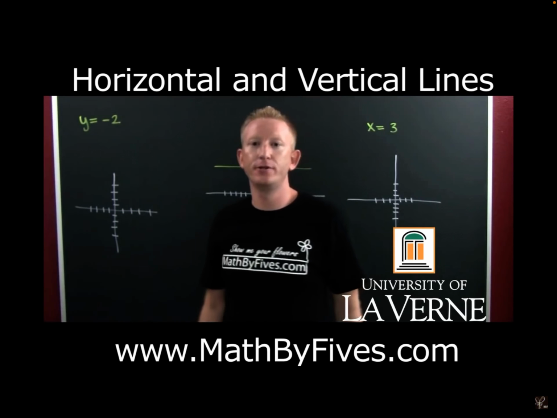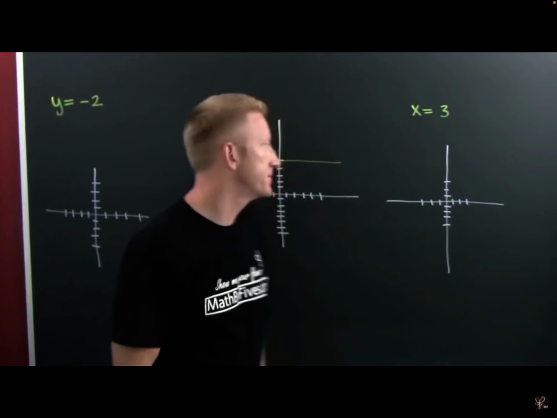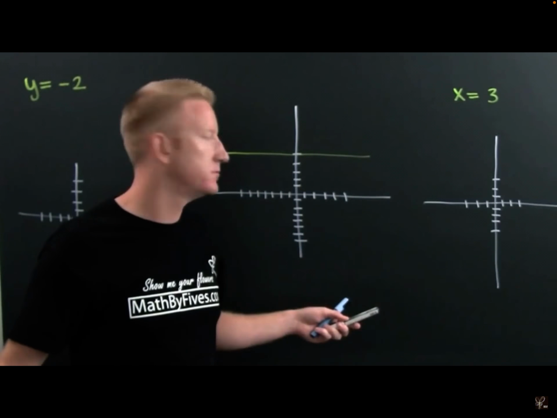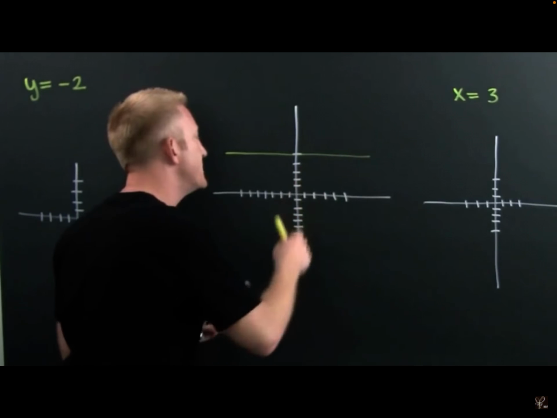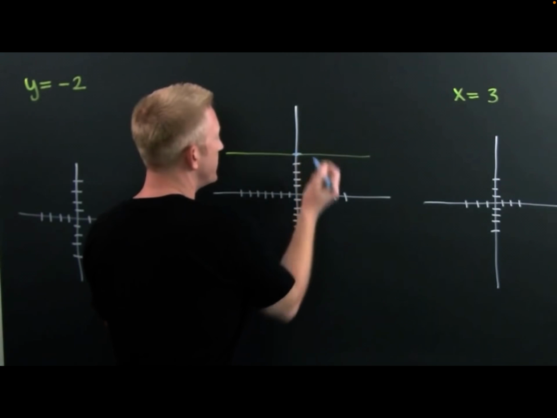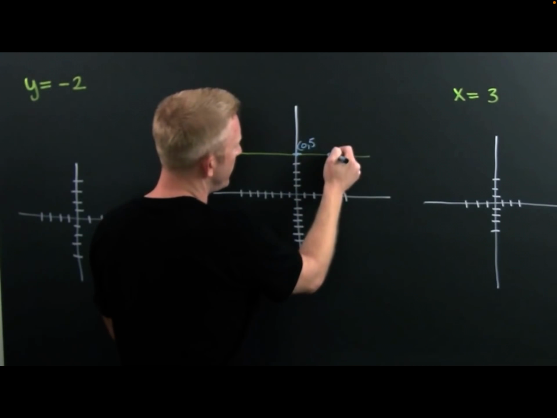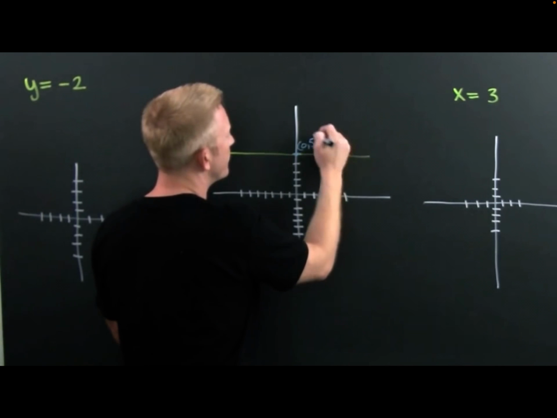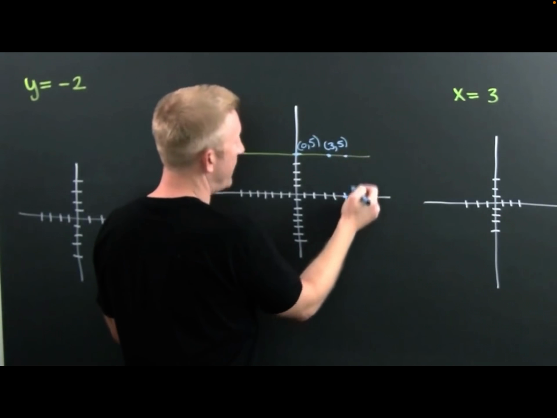I'm talking about graphing horizontal and vertical lines. Let's look at this line. Is that horizontal or vertical? Horizontal. Let's name a couple of points on this line. What's this point right here? That's the point 0, 5. What about this point right here? That's the point 3, 5. What's this point here? That's the point 5, 5.